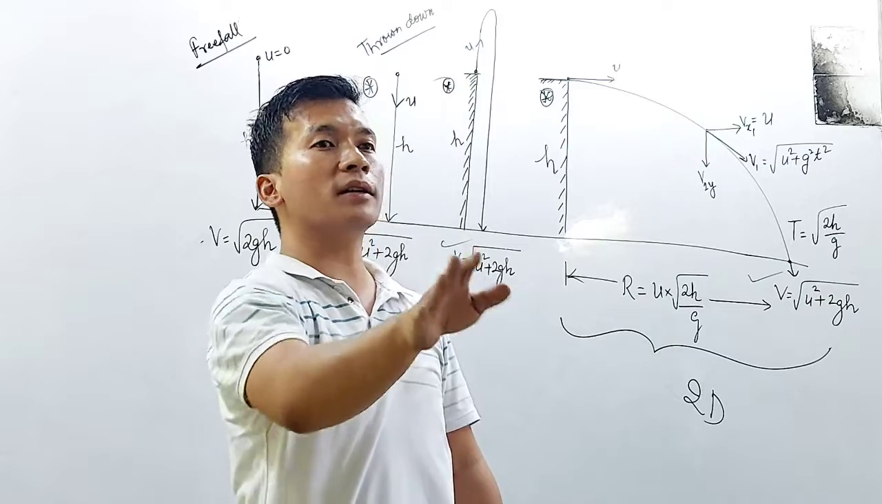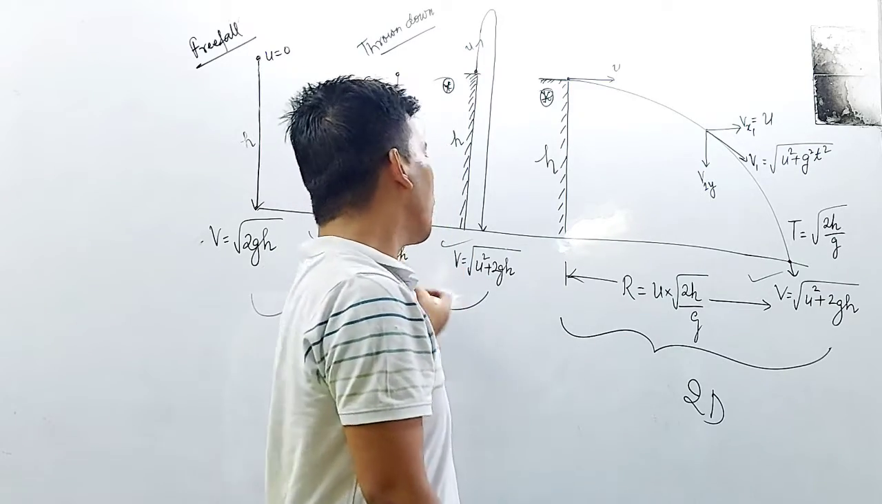Thrown from a certain height h, they will be falling on the ground with the same velocity.